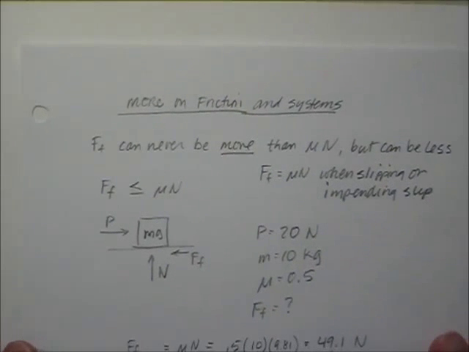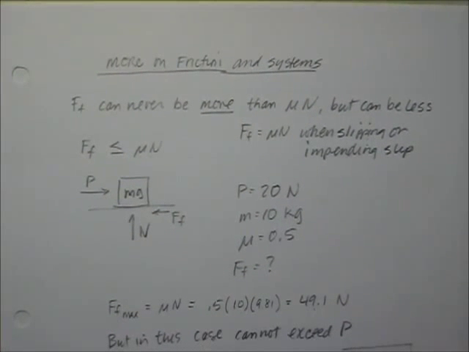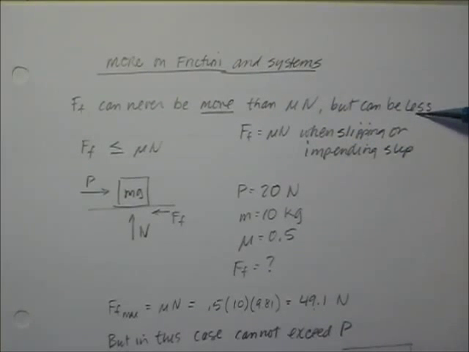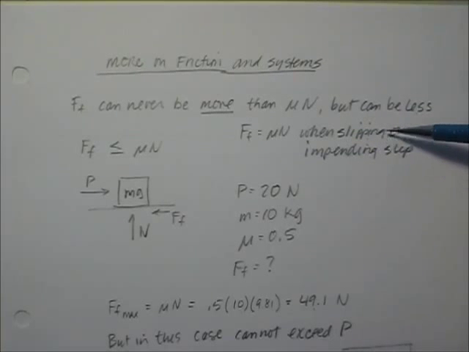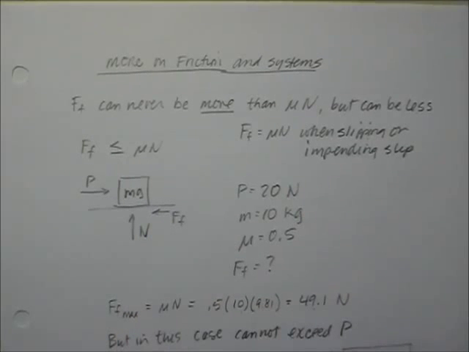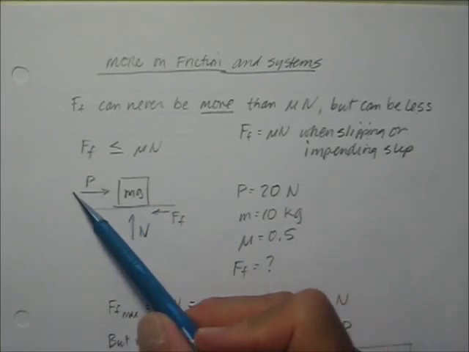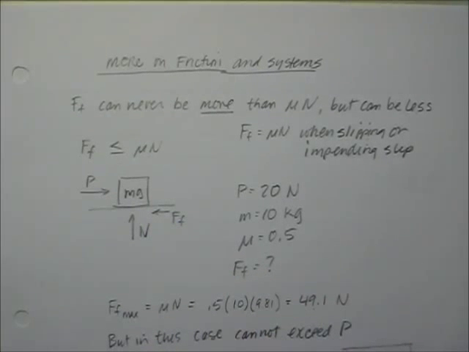We're going to talk more about systems, but let's just make sure we understand about friction, and that friction can never be more than mu normal, but it can be less. It's only mu normal when it's slipping or just about to slip. An impending slip is our statics term. So our little equation says that force of friction can be less than or equal to mu normal, obviously never greater than that. So here's a little picture here. We got an mg, a little box sitting on the table, got a normal force, and let's say we push that with a force P, it's going to have a resulting friction force resisting that.